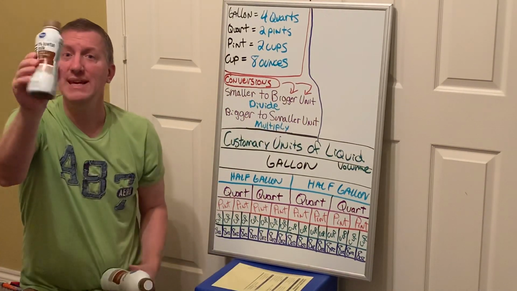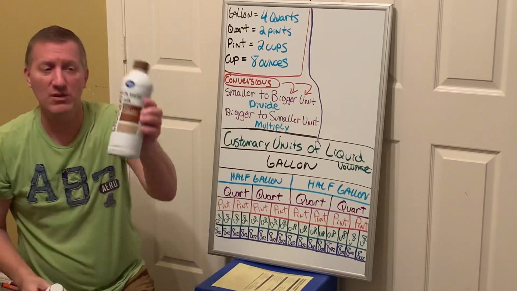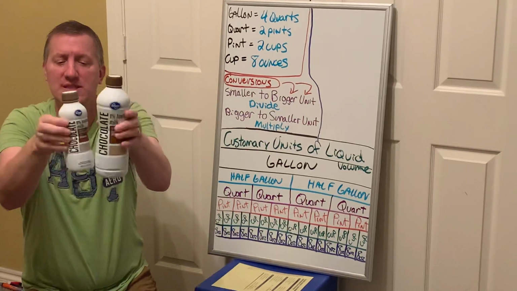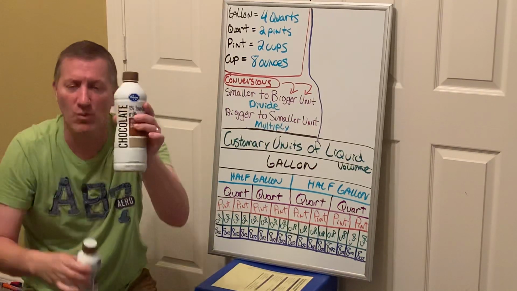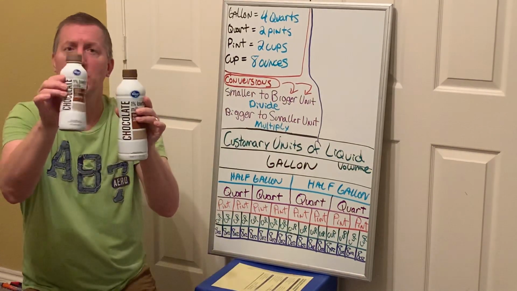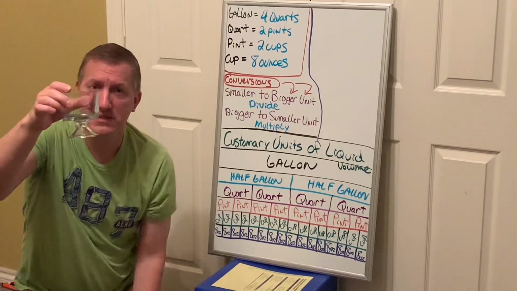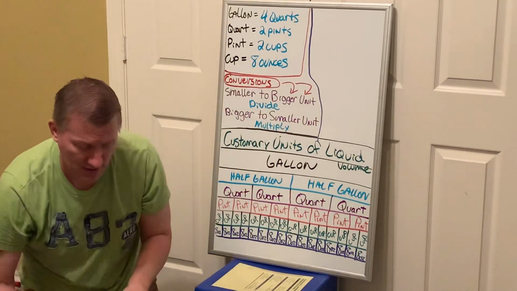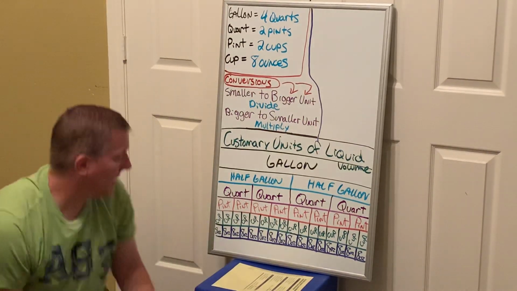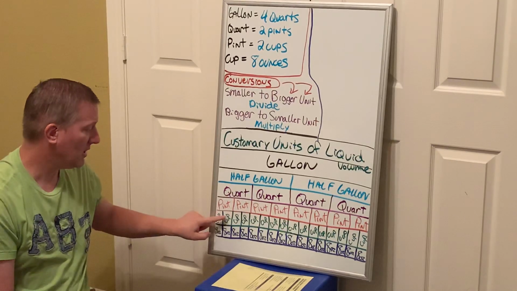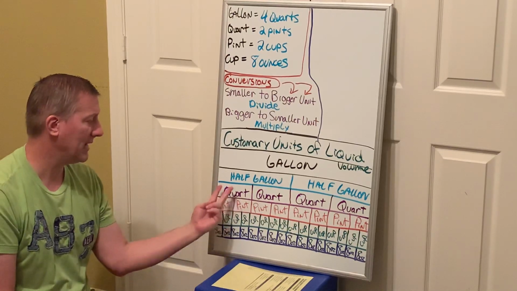Then if you have 2 of these, 2 pints equals 1 quart. And notice the size difference. If I took 2 of these, I could pour 2 of these into this 1 quart. So 2 pints equals 1 quart. So 2 cups equals a pint. 2 pints equal a quart. And again, if you go to the chart here, 2 cups equal a pint. 2 pints equal a quart. So 2 pints are in a quart.